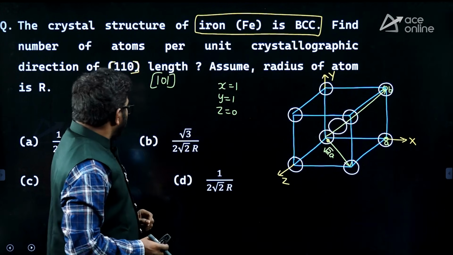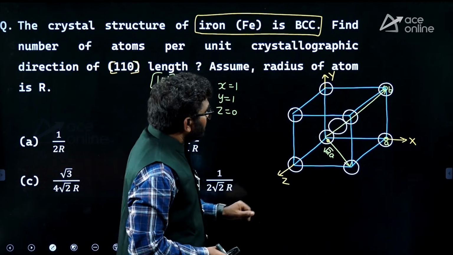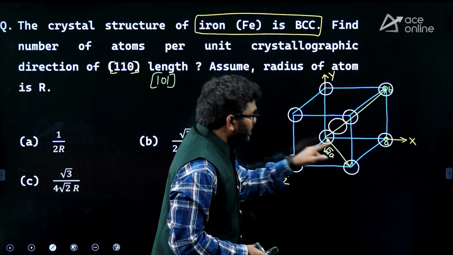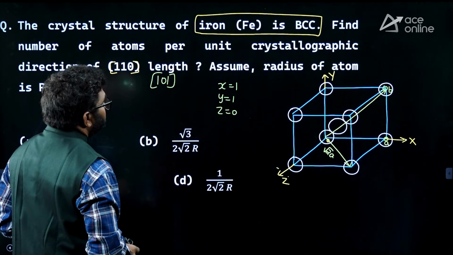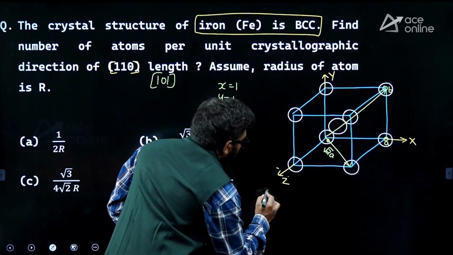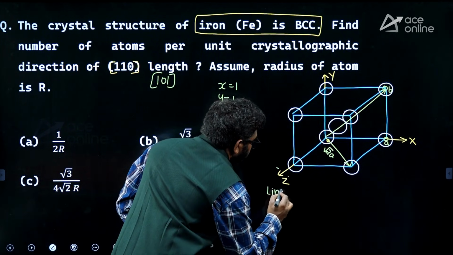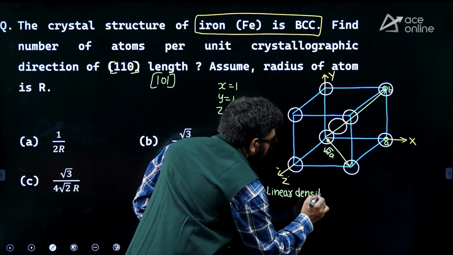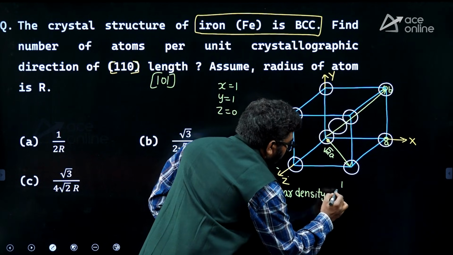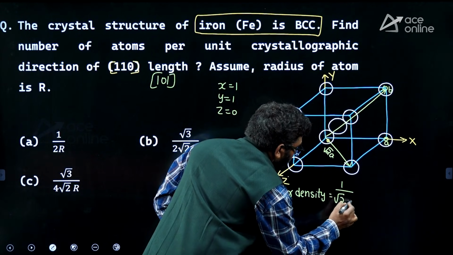Number of atoms, how many are there? Here it is off, here it is off. Only one atom is there. Okay. So, linear density is equal to number of atoms, 1, by root 2A.